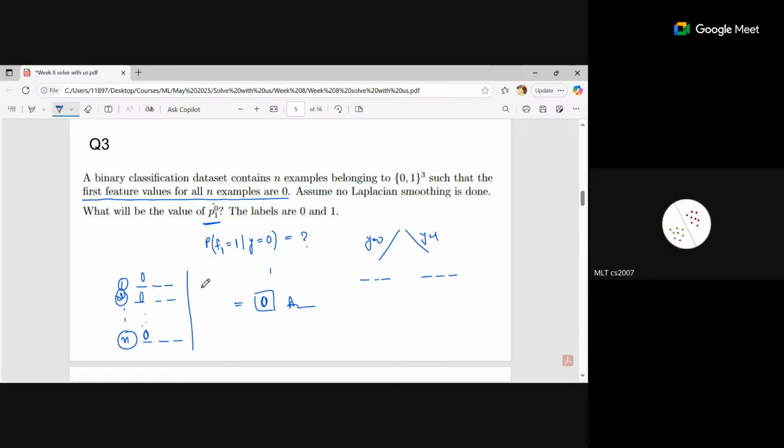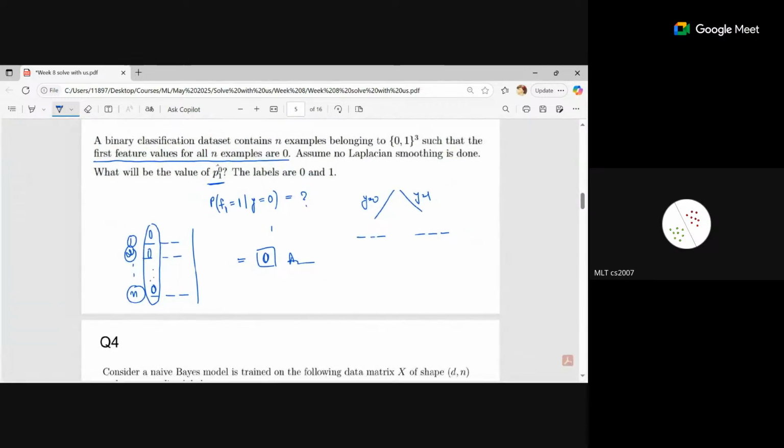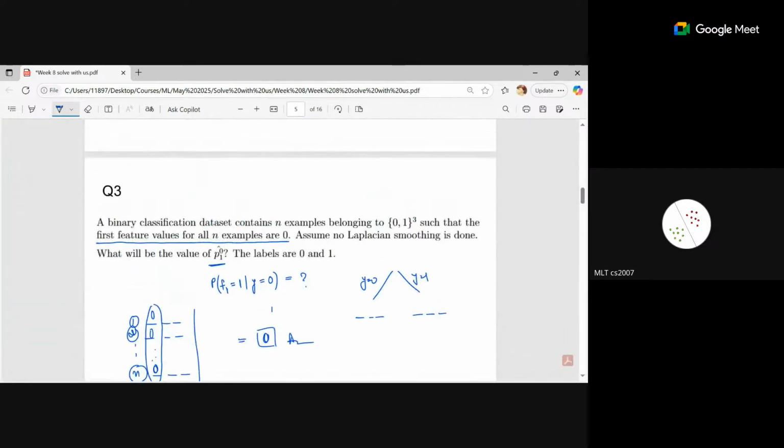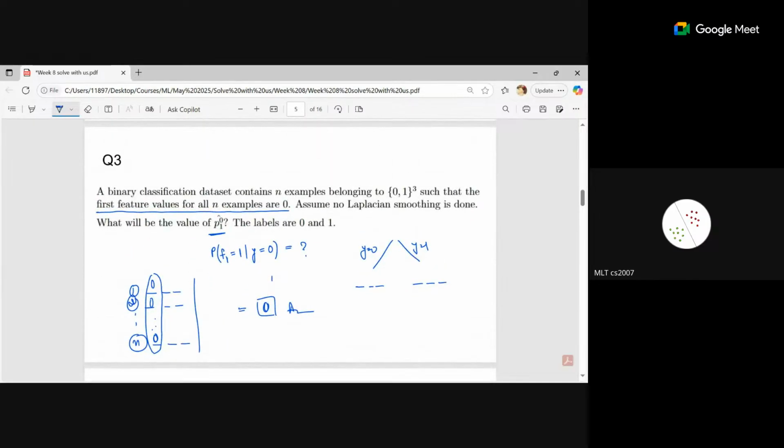Okay. So see, you have n examples, okay? And the first feature value for all the n examples is 0. This is all 0 given to you. All right. So what is P1? Okay. So what is P1 not hat? P1 not hat is the estimate for the probability that given y is equal to 0, my f1 is equal to 1, right?